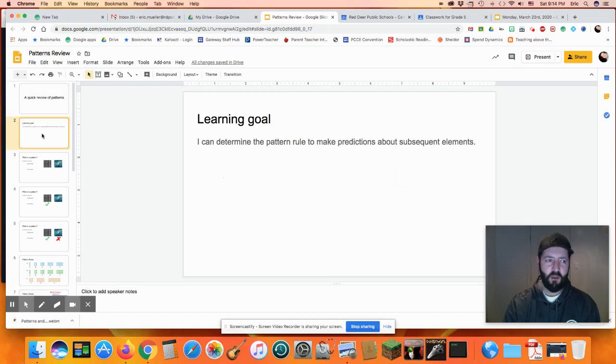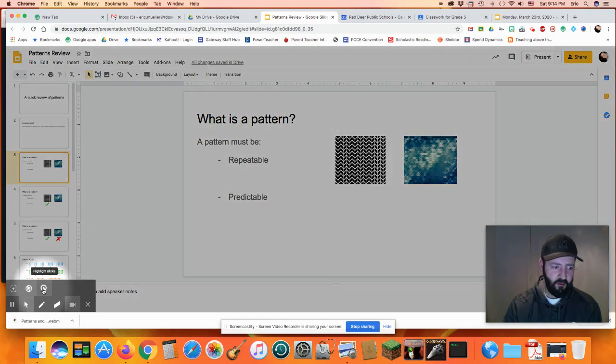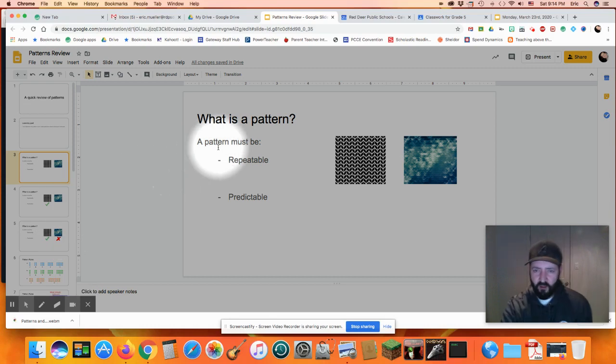Before we begin, I just want to share with you the learning goal for today. The goal is I can determine the pattern rule to make predictions about subsequent elements. So let's dig into this a little bit right now. And I'm just going to make a few adjustments on my settings here. And perfect. Okay, so again, let's just review what is a pattern.